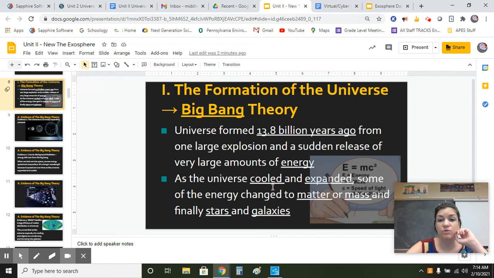Okay, so as the universe cooled and expanded, some of the energy changed to matter and mass, and finally stars and galaxies. And what you see in the back here is this equation that you guys have seen many times before, E equals mc squared. So energy equals mass times the speed of light squared. And all this is showing you is that E, or energy, can turn into mass. That's all that's showing. So if you're like, wait a minute, how can energy change into matter or mass? That right there is how.